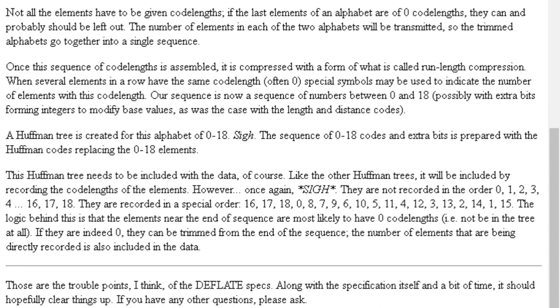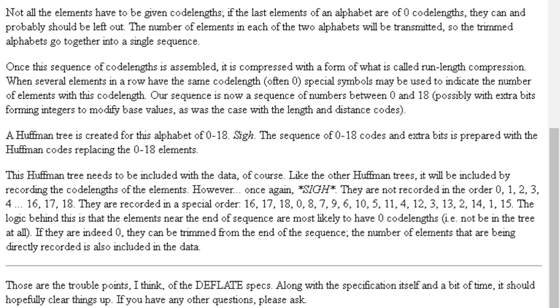Once the sequence of code lengths is assembled, it is compressed with a form of what is called run-length compression. When several elements in a row have the same code length, often 0, special symbols may be used to indicate the number of elements with this code length. Our sequence is now a sequence of numbers between 0 and 18, possibly with extra bits forming integers to modify base values, as was the case with the length and distance codes. A Huffman tree is created for the alphabet of 0 to 18.